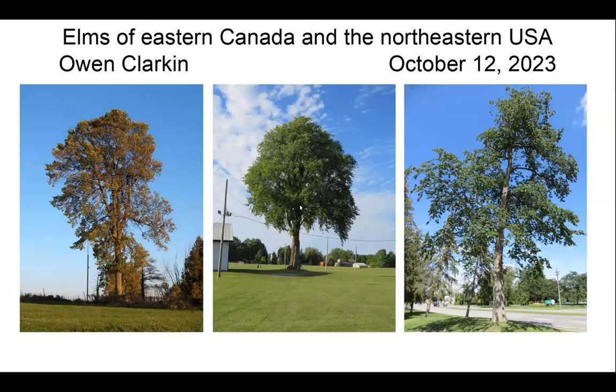Okay, so what we're looking at here on this title page, I think this was in the advert for the talk. On the left here, you can see my cursor too, Olivia, right? Okay, good. So on the left here, you've got rock elm, which is probably our least common native elm species in our region. At the center, you've got American elm, and on the right, you've got slippery elm. And hopefully those look somewhat different to you. We'll explore how they look different in more detail as we get going.